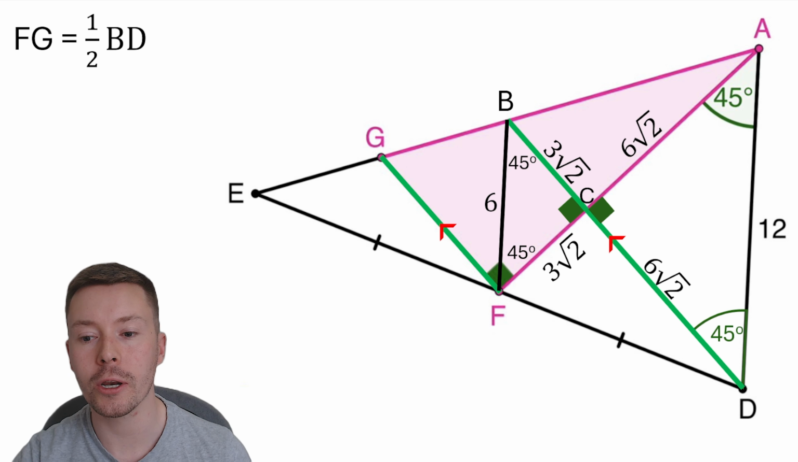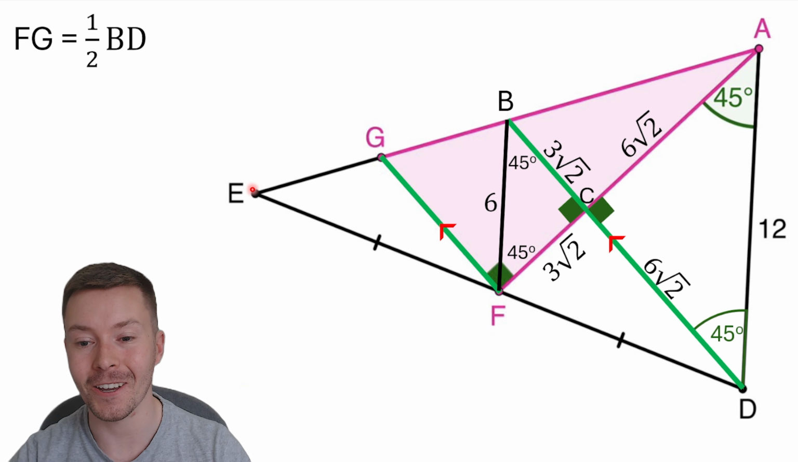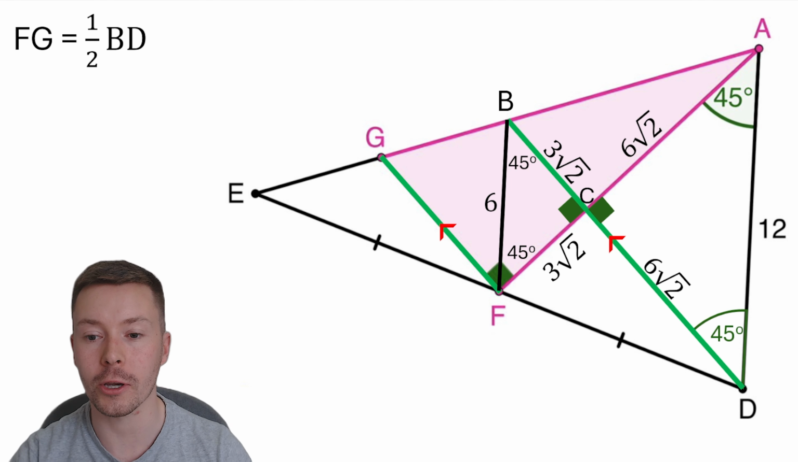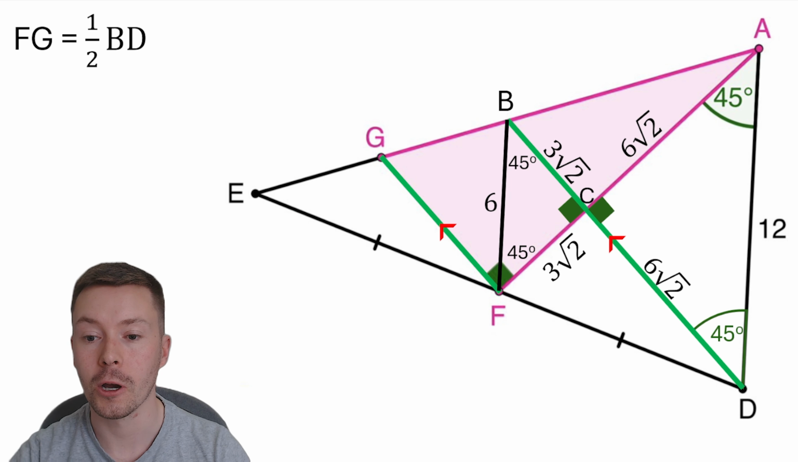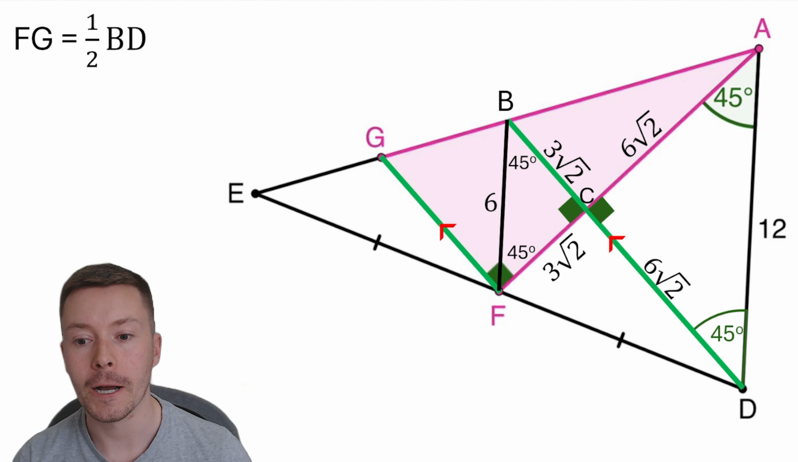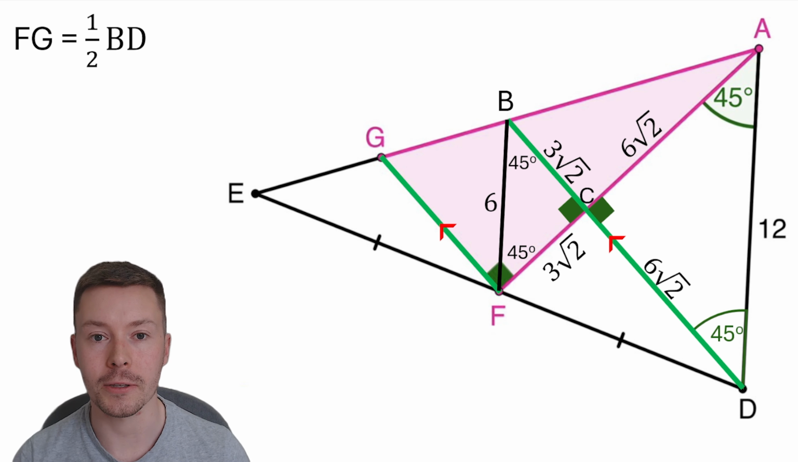Now, from there, we know that FG is a half of BD. Now, that is because if we consider EGF, this triangle, and then we consider EBD, those triangles again must be similar triangles because the lines BD and GF are parallel. The angle here and here must be the same. We've got a shared angle, and so the third angle must be the same as well. And then we've got a scale factor between our side lengths.